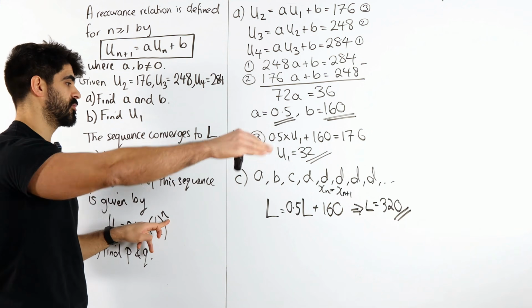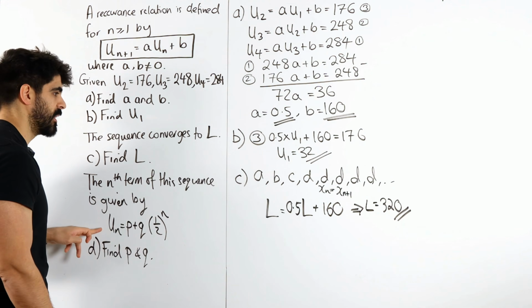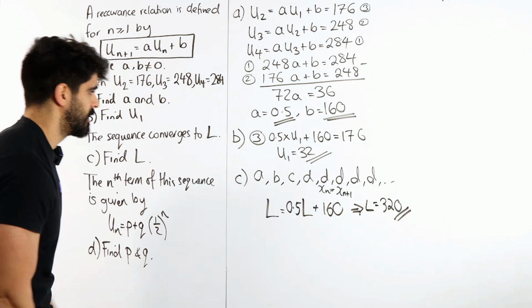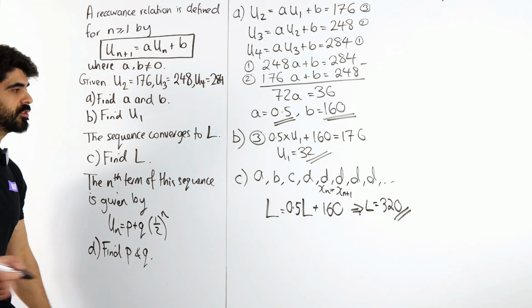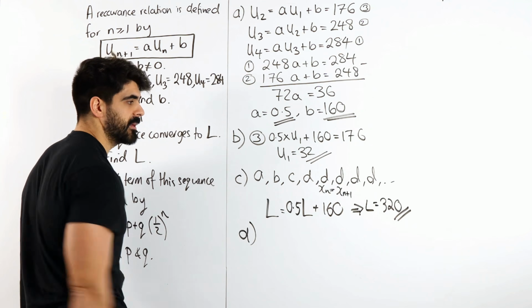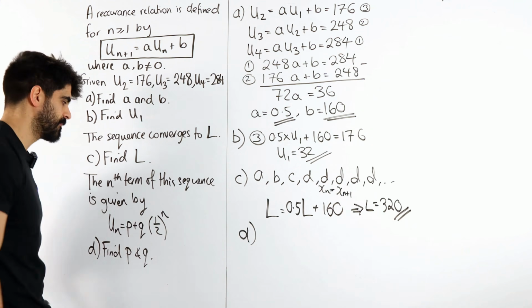Or you could look at this and say, look, as n tends to infinity, as the sequence goes on, the value of un is just 320. So it's up to you which one you want to do. Most students wouldn't see that limit, so I'll show you both ways.